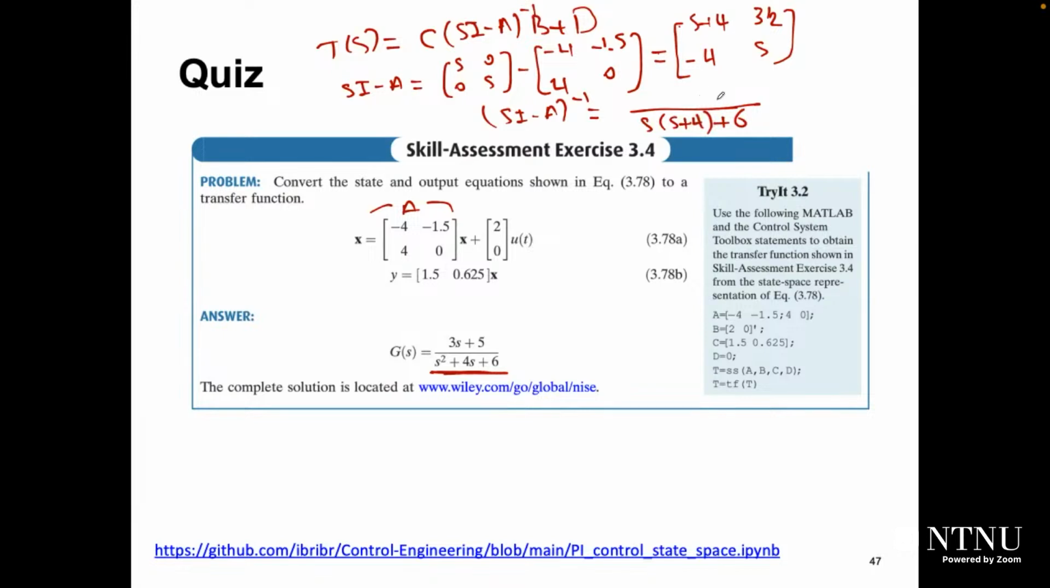So what is missing now is to get the inverse, which is the adjoint, and to substitute into the equation of the transfer function to get the result. So I will leave it for you to do.